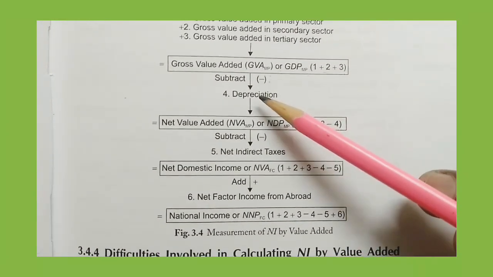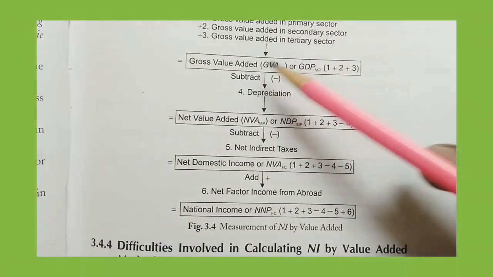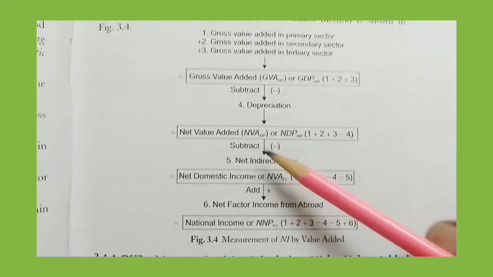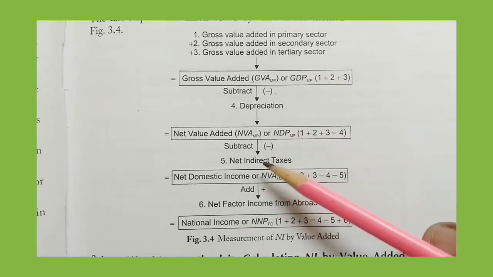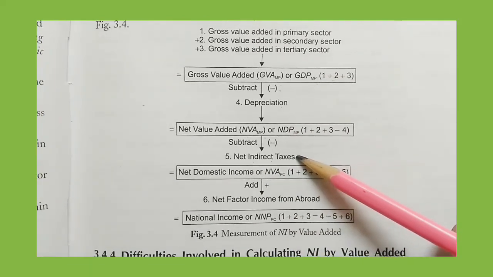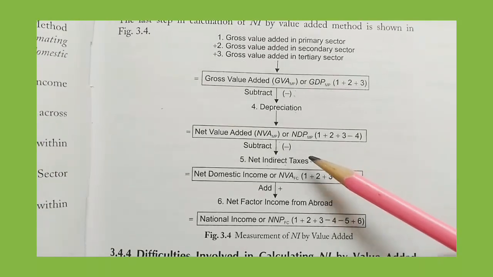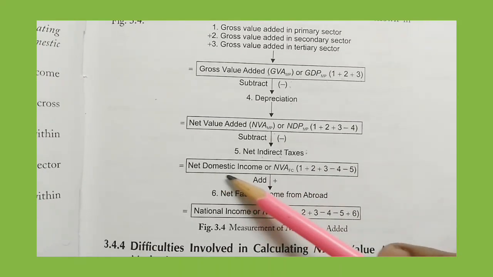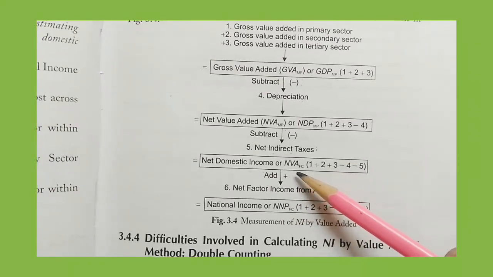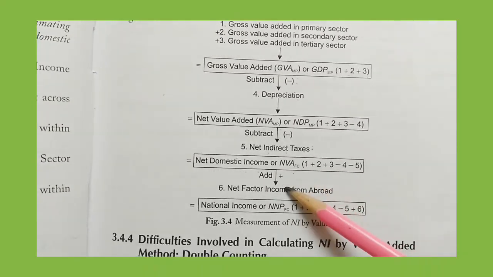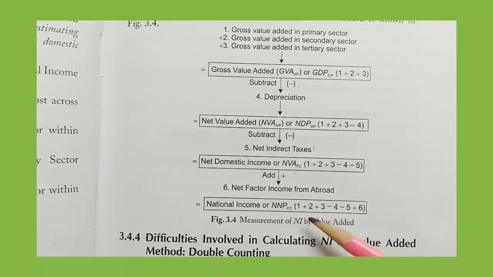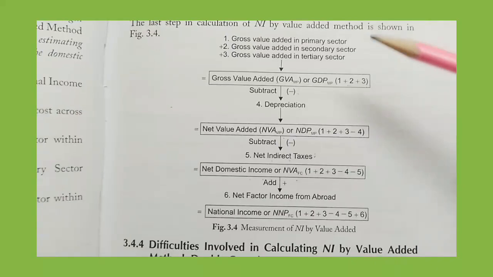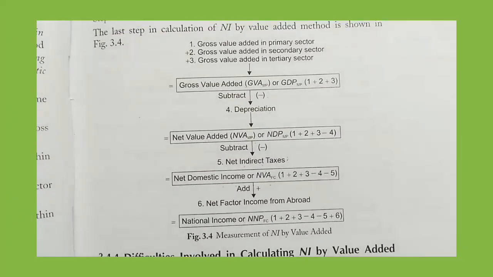If we subtract depreciation from GVA, we get the net value added, NVA at market price or NDP at market price. Again we subtract the net indirect tax. Net indirect tax is nothing but indirect tax minus subsidy. Then we get the net domestic income or net value added at factor cost. If we add the net factor income from abroad, we get the national income or net national product at factor cost. This is the method of measurement of national income by value added.